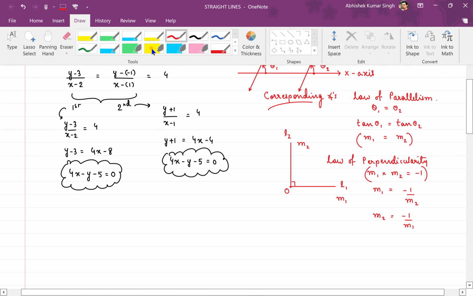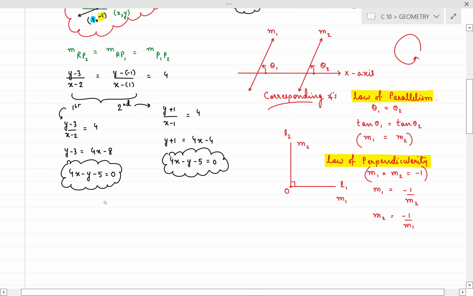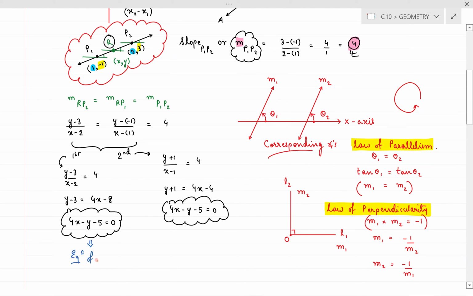So these are the laws of parallelism and perpendicularity which we have to keep in mind. Now let us see how to calculate the slope of the line from the given equation of line. Now here I am considering again the same situation. As you can see, this is the equation of line P1 P2.